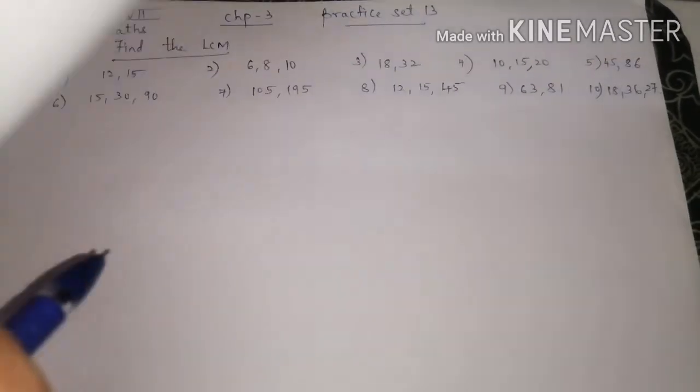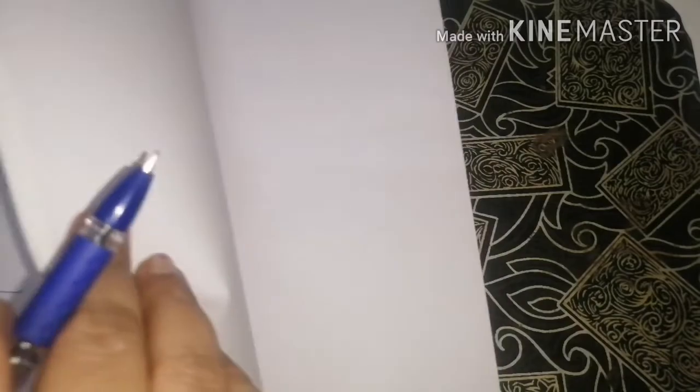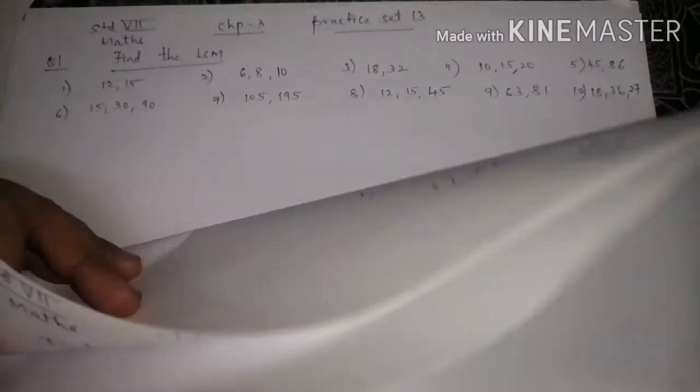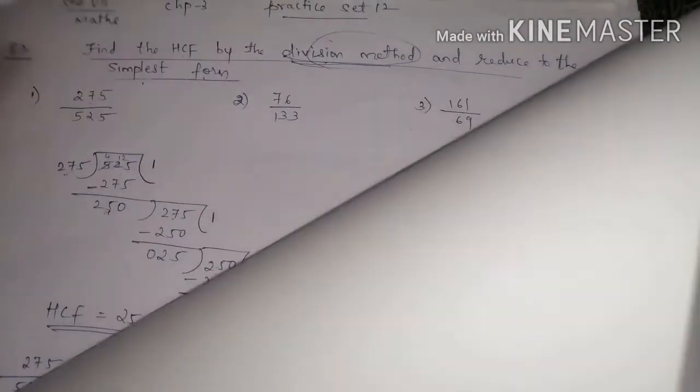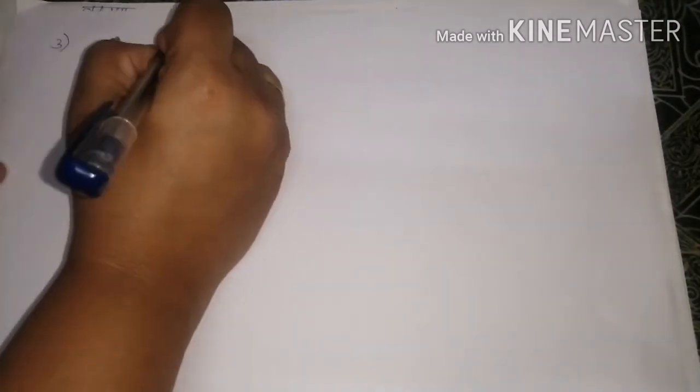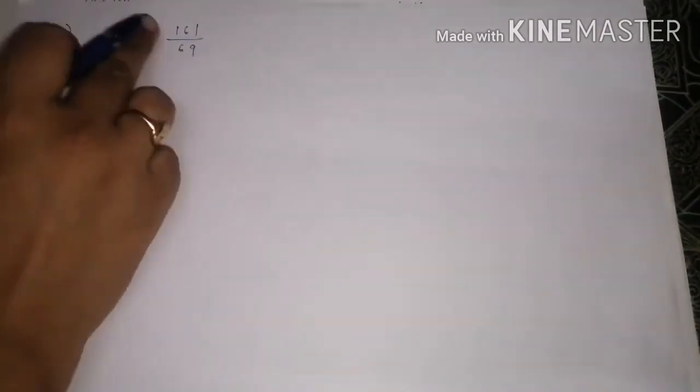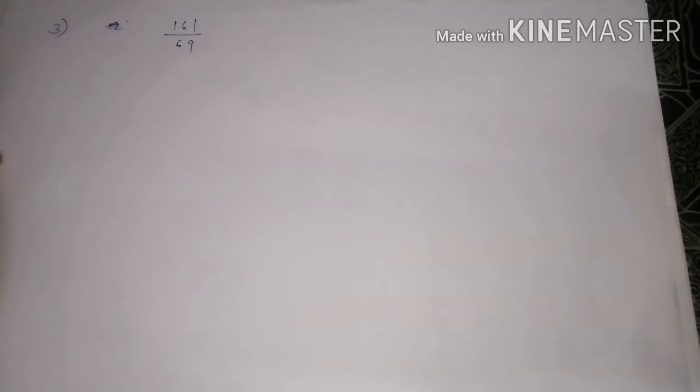One more sum is there. Let's see that. Third sum is your 275... sorry... 161 upon 169. This is your last HCF by division method.